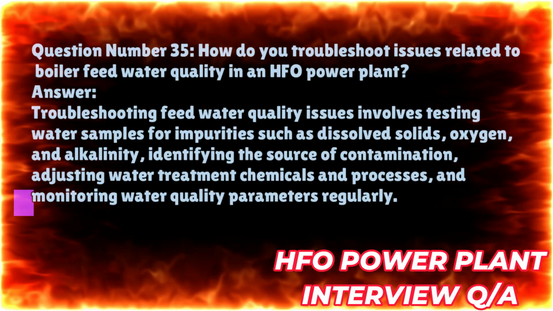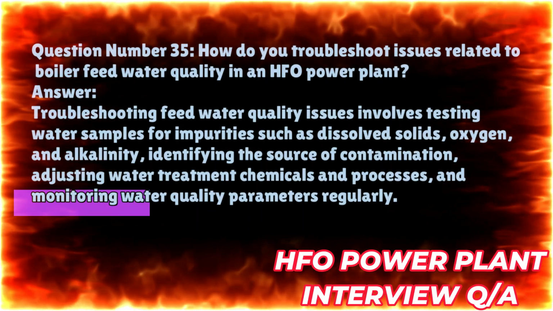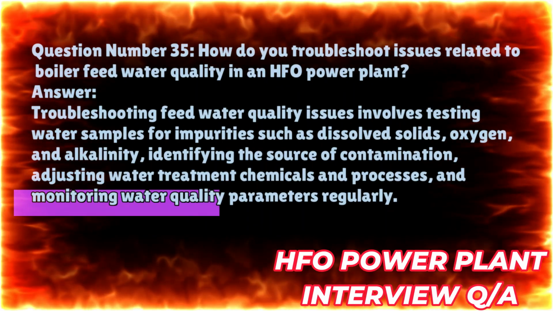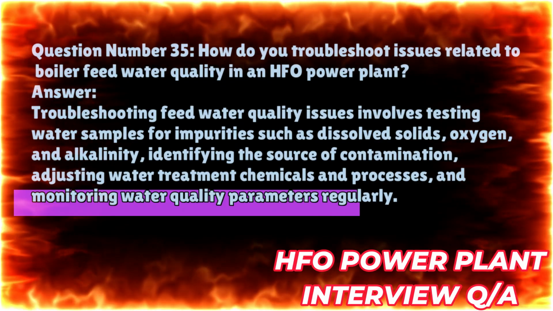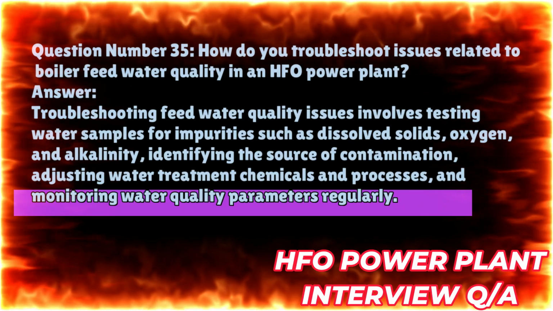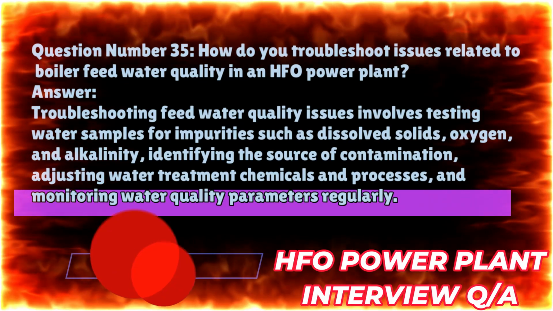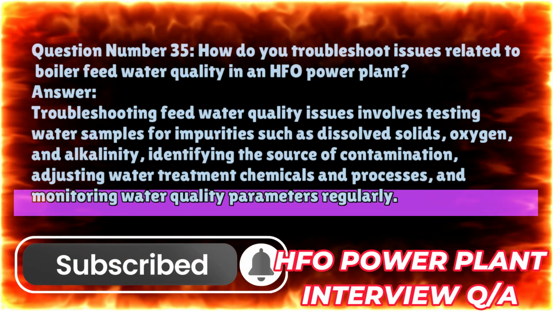Question number 35. How do you troubleshoot issues related to boiler feed water quality in an HFO power plant? Answer. Troubleshooting feed water quality issues involves testing water samples for impurities such as dissolved solids, oxygen, and alkalinity, identifying the source of contamination, adjusting water treatment chemicals and processes, and monitoring water quality parameters regularly.